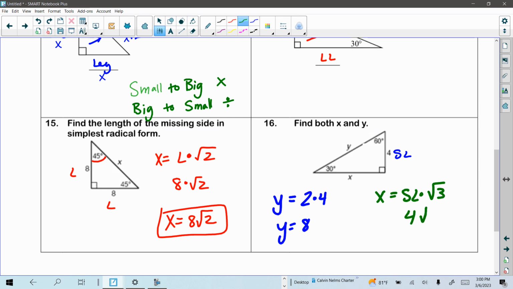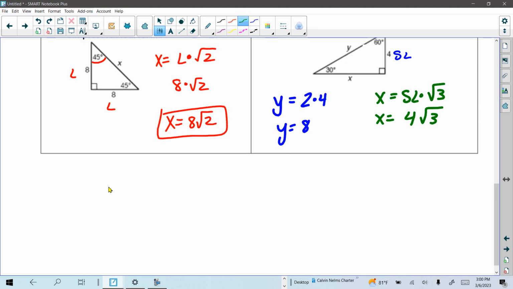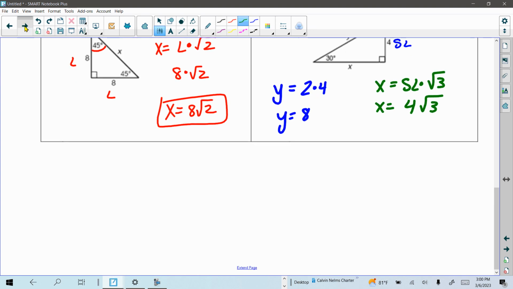So 4 is the short leg times root 3 would give me 4 root 3. This would be my x. Okay. So know what side you have. Also label your sides if it's a leg or short leg or long leg.